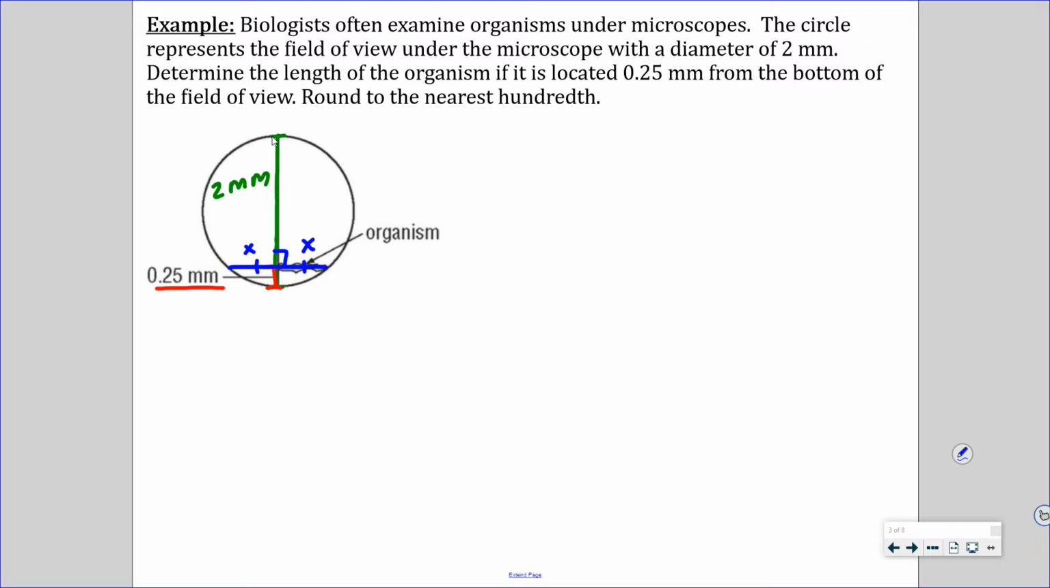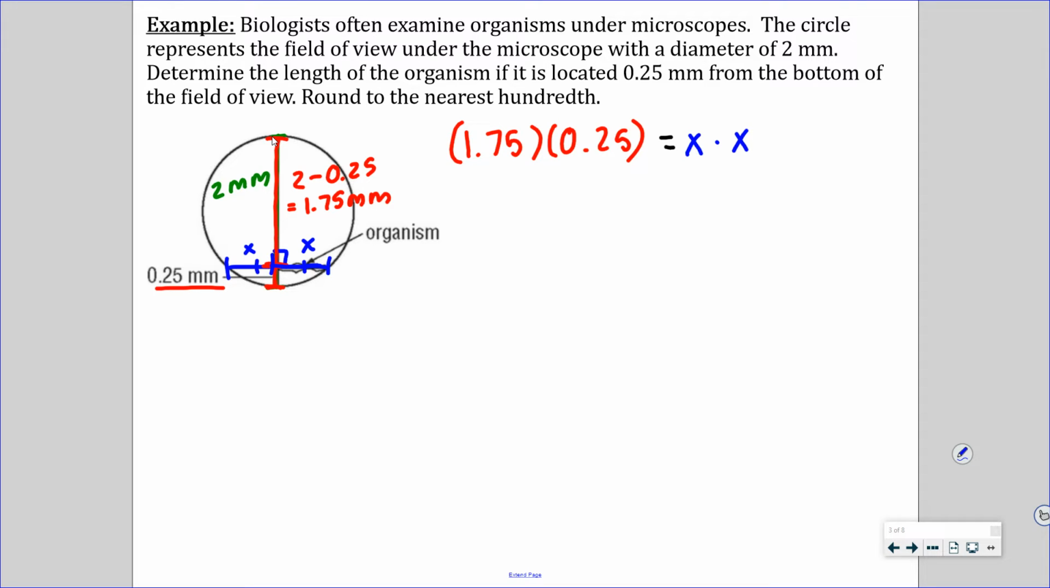All right, so here I have a couple segments that are being split. So I have this is 0.25. What would this length be? Well, it would be 2 minus 0.25. So that red chunk is 1.75 millimeters. Okay, so let's take the product of those, which is equal to the product of the other 2 segments, x times x.